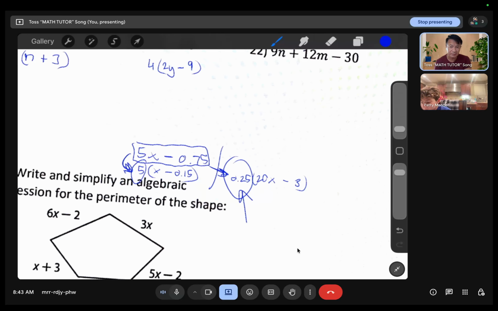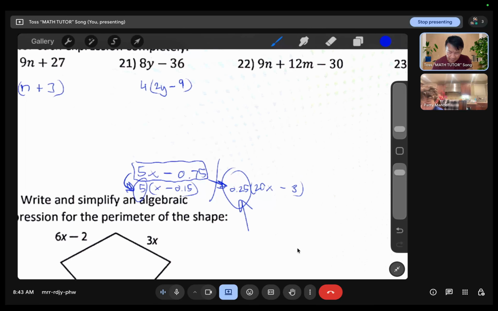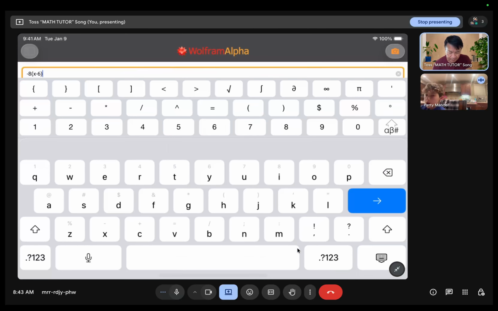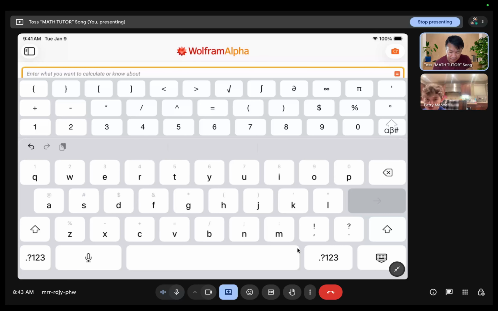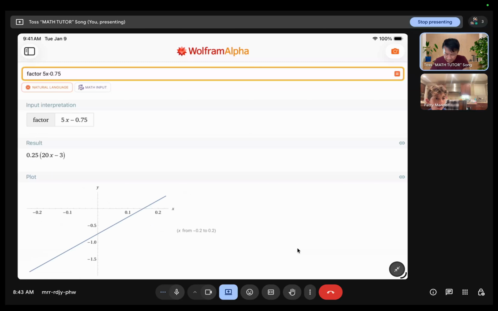You know what? I'm going to use a rules tool right now, and we have time. I'll have it factor 5x minus 0.75. Normally you don't have to, but you can do it. Good question. Check it out. Have a look. So here it is.